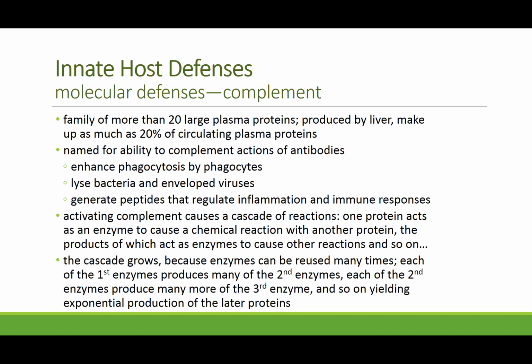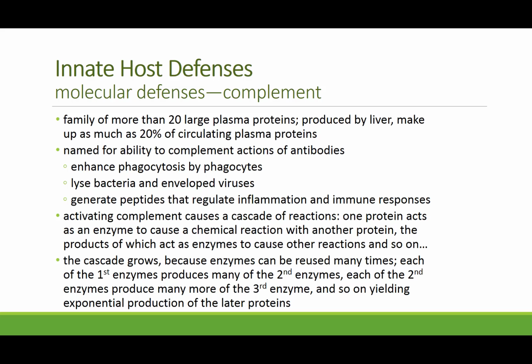The complement proteins are this very large family of big plasma proteins. They're made by the liver, they're found in the blood, and they can be up to 20% of the plasma proteins found in blood. And they're named for their ability to complement the action of antibodies. And there have been some who suggest that while antibodies do good, it's really complement that takes out the invaders that make their way into the body and that prevent disease.